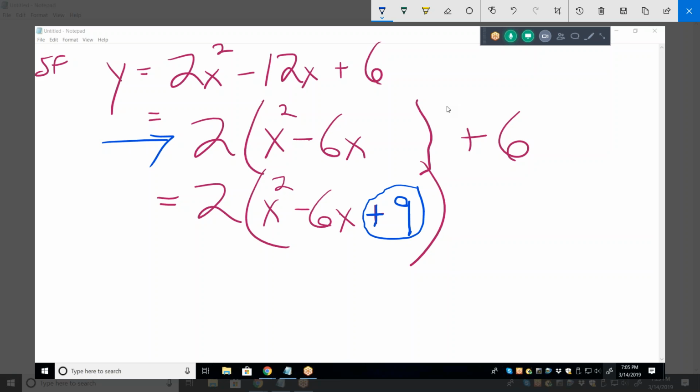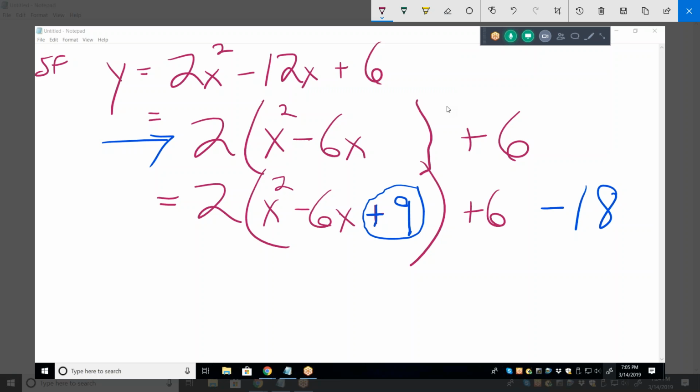9. Actually, 9 times 2. See that 2 that's factored out? Oh, yeah. So really, I added 18. So I have to subtract 18. Nothing happened to the 6. Let me put that back in red. That's still there. I didn't do anything to it. But I definitely added 18 when I wrote in that plus 9.